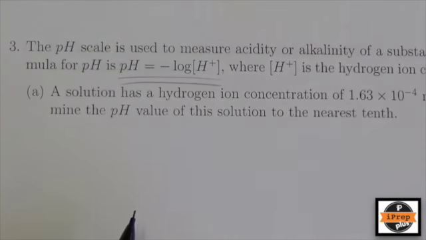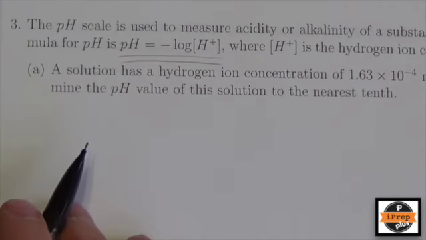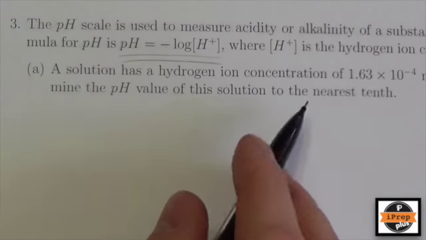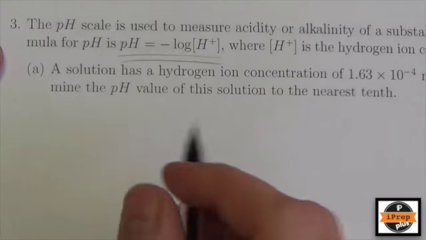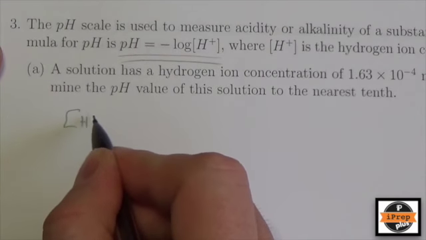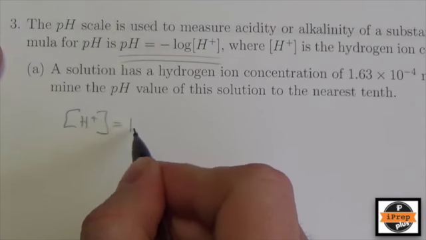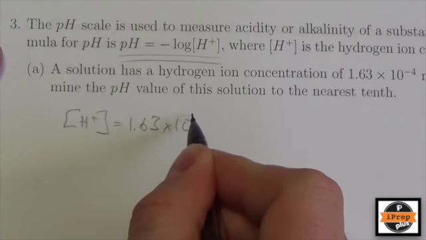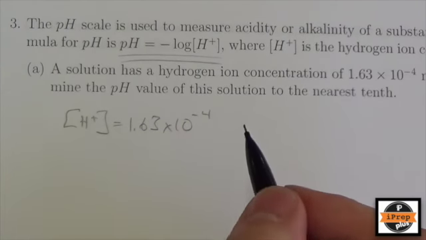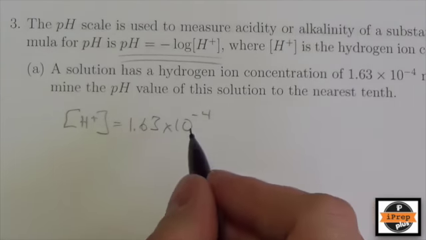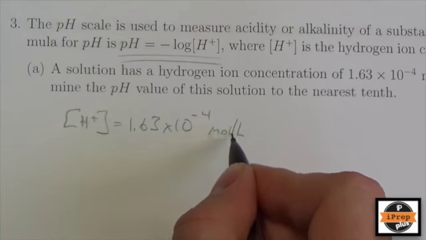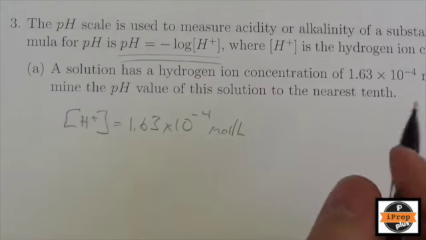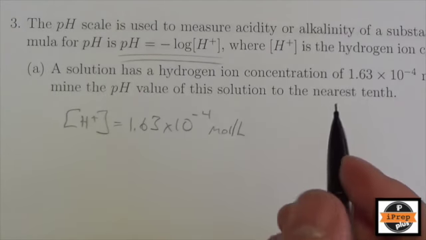Okay, so our first question here says a solution has a hydrogen ion concentration of 1.6 times 10 to the negative 4 moles per liter. Okay, so we know that this right here is going to be 1.6 times 10 to the negative 4 moles per liter. Now, again, I'm not hugely concerned about the units right now, but moles per liter. Determine the pH of this substance to the nearest tenth.